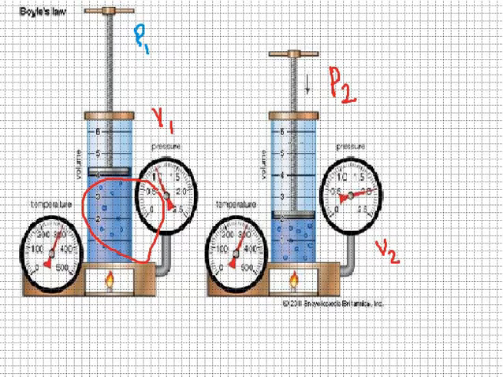According to Boyle's law, pressure is inversely proportional to volume, or you can say volume is inversely proportional to pressure. In mathematical expression, it looks like this: V, this is the sign for directly proportional, and if you put 1 upon P, it becomes inversely proportional. It means that when pressure is more, the volume is less, and when pressure is less, the volume is more. This is the meaning of inversely proportional.